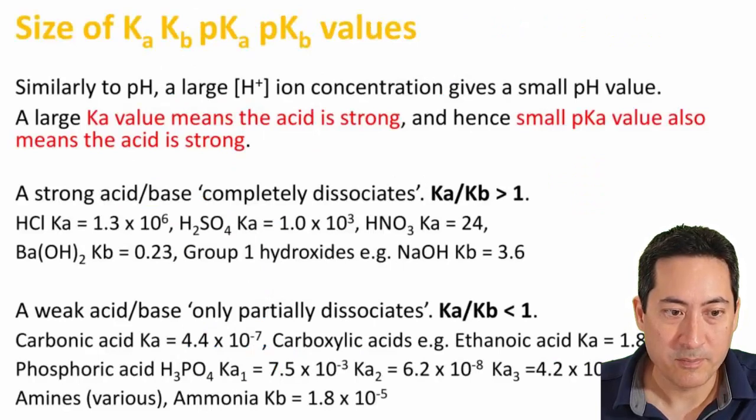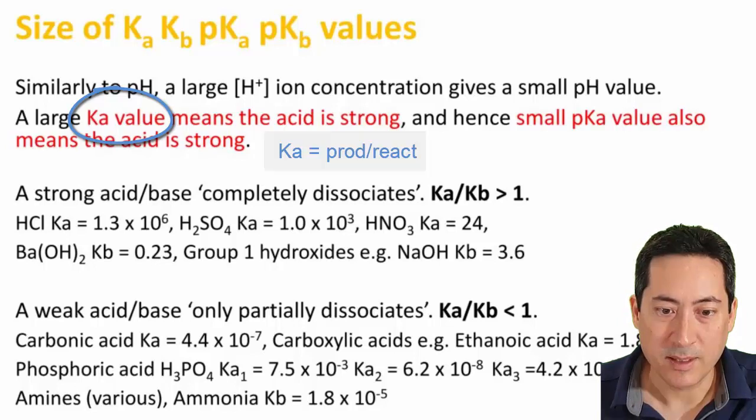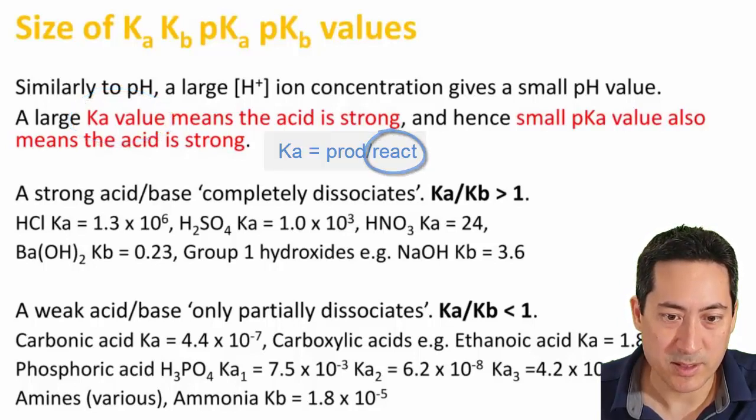First of all, what the Ka and Kb values mean. So with pH, a large hydrogen ion concentration gave you a small pH value. With this one here, it's very similar. A large Ka value also means the acid is strong. And that is because the Ka value is the products over reactants. That means this number here will be quite small because the acid completely dissociates.